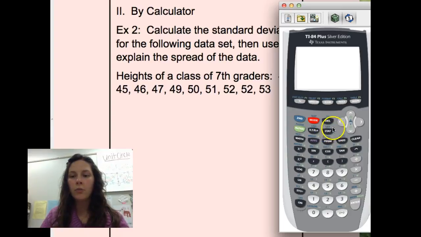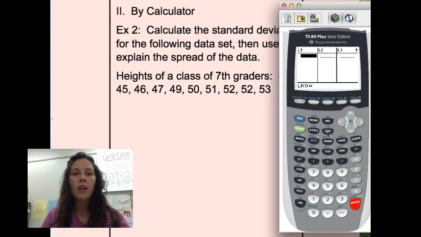There's a stat button right here under the delete button, and we want to edit. First of all, we want to enter the list of data, so that's the editing part, and then you can just hit enter. And we only have one variable data. We've only got one number. Each student, we're just looking at their height. So all of those values are going to go in list 1. So I'm going to type those in real quickly.